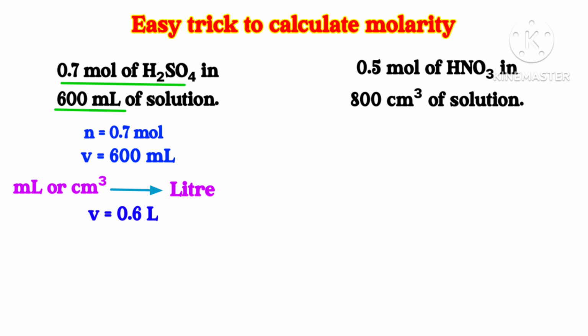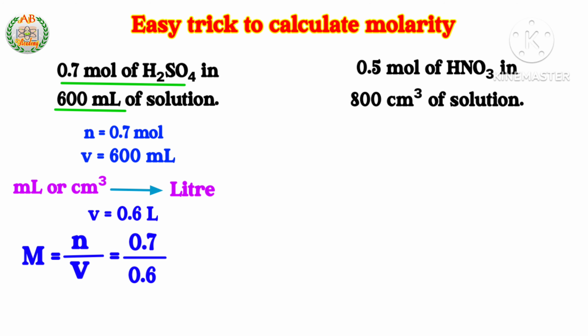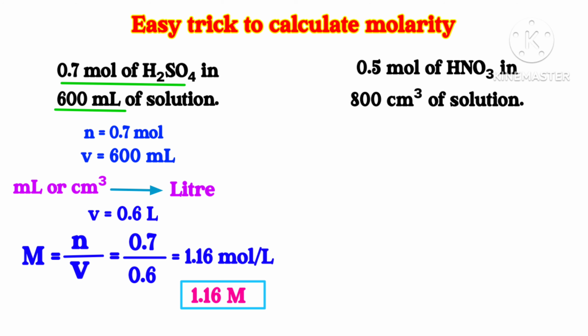We already know that molarity M equals n upon V. Here n equals 0.7 mole and V is 0.6 liter. I plug in these two values in this equation. After calculation, I get 1.16 mole per liter or just 1.16 M. Thus, the molarity of this solution is 1.16 M.